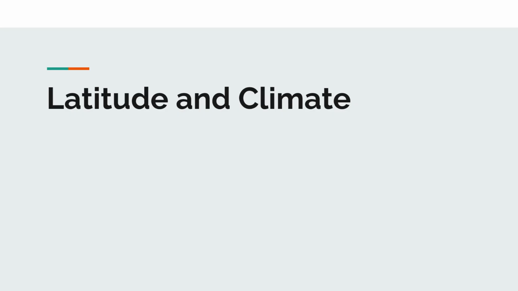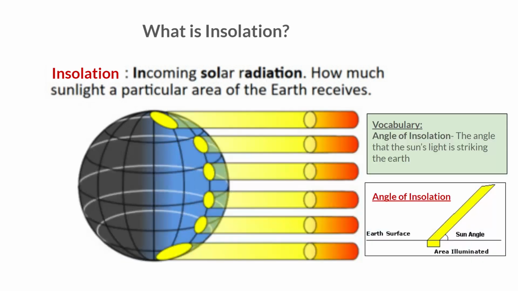So, let's start with the relationship between latitude and climate. To understand latitude and the relationship, we need to understand what insolation is. Insolation is the incoming solar radiation, meaning the sun's energy that's coming to the earth, and how much sunlight a particular area of the earth receives. So basically, the amount of sunlight that a particular part of the earth is receiving is called insolation.